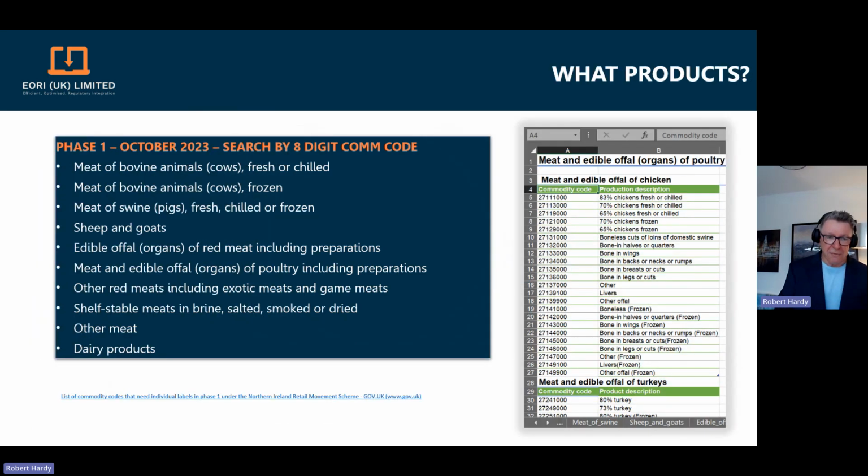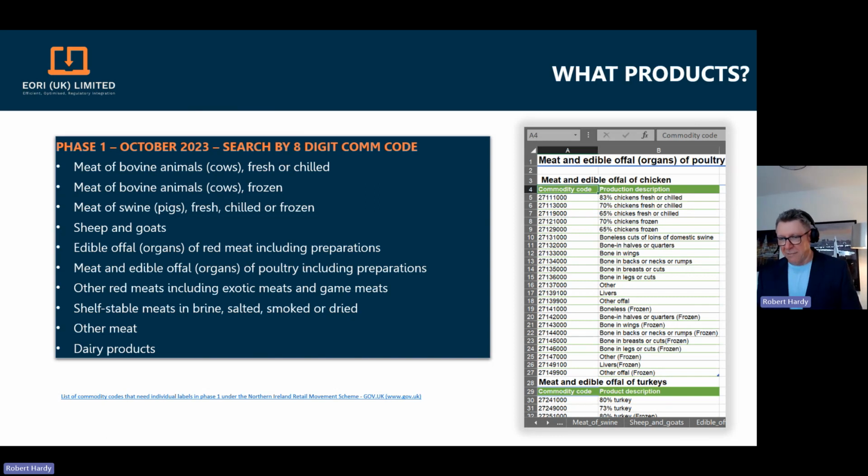Crikey. So what products are in phase 1? Well, meat of bovine animals, fresh, chilled or frozen, swine, fresh, chilled or frozen, the list on the left. There is then a lovely list from HMRC and HMG and DEFRA really on these Excels, and I'm not having a happy time. So there is a list that's available through that little link at the bottom there that allows you to look up what is in phase 1, that therefore requires, if you're using NERMs, a label that says not for EU. And here is an extract of the list on the right hand side.